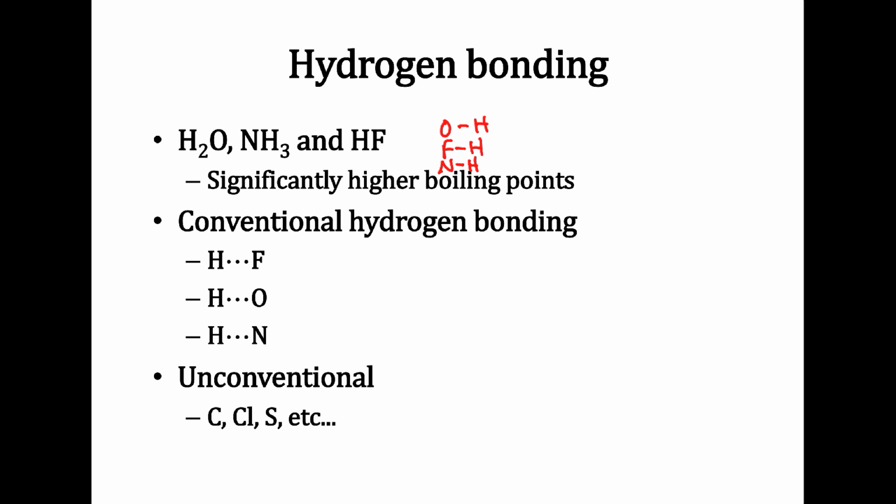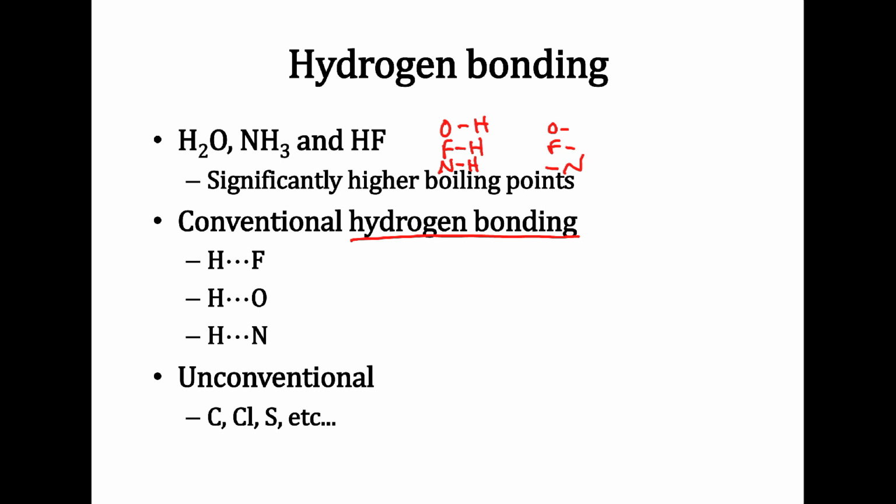So there's something called conventional hydrogen bonding, and this is the only type of hydrogen bonding that we'll focus on in this class. It's whenever you have an interaction between a bond that's OH, FH, or NH with a neighboring O, an F, or an N. And it could be any combination of these.